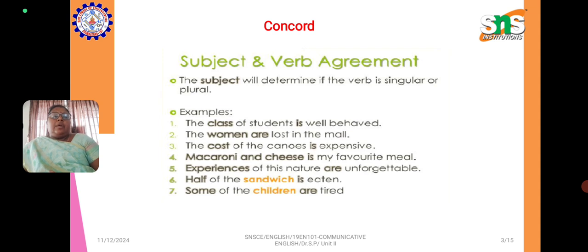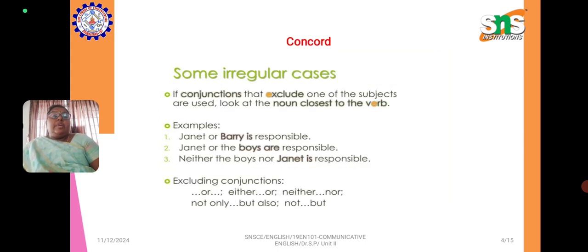Macaroni and cheese is my favorite meal. Here macaroni and cheese is considered to be one food, so you call it in the singular form. Half of the sandwich is eaten. Here sandwich is singular, so we have used the singular form is.